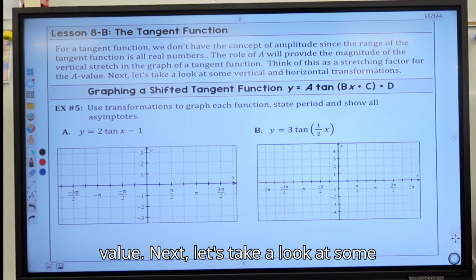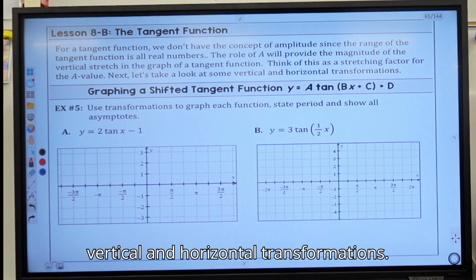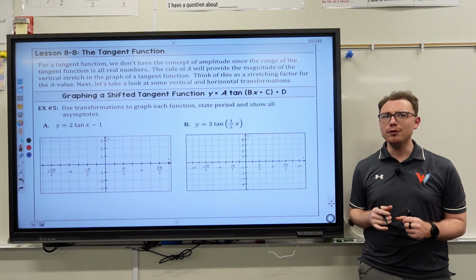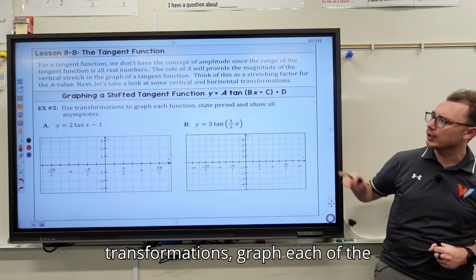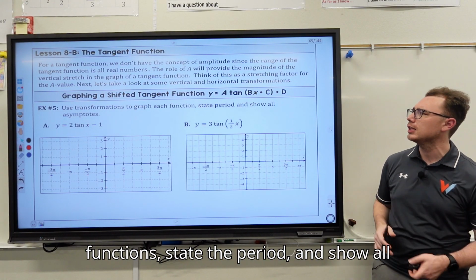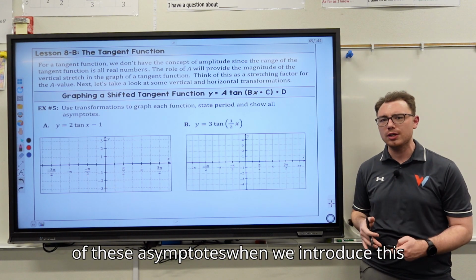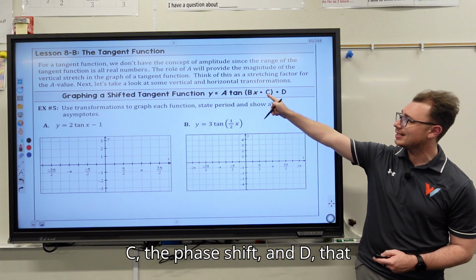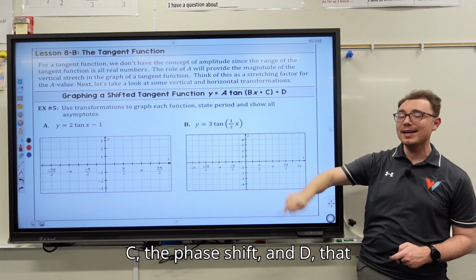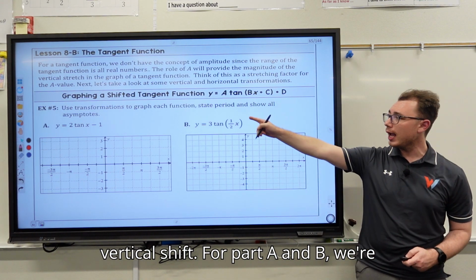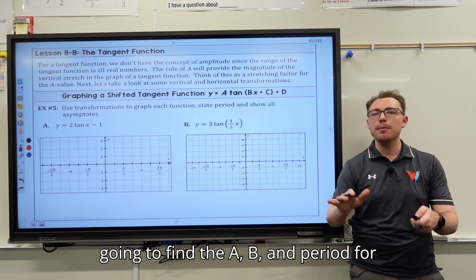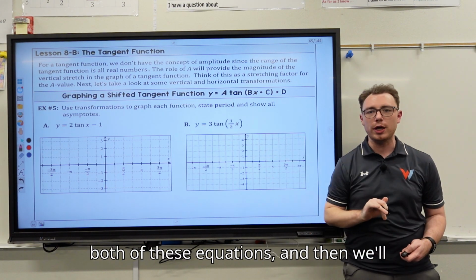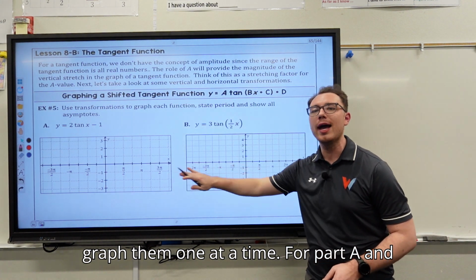Next, let's take a look at some vertical and horizontal transformations. In example 5, we want to try and state these transformations, graph each of the functions, state the period, and show all of these asymptotes when we introduce this c, the phase shift, and d, that vertical shift. For part A and B, we're going to find the a, b, and period for both of these equations, and then we'll graph them one at a time.